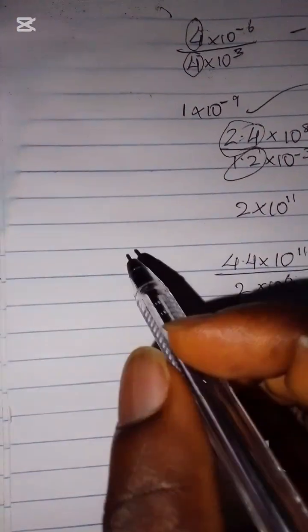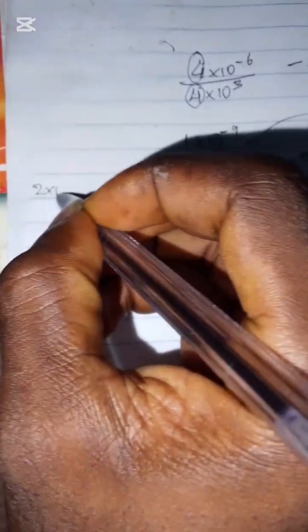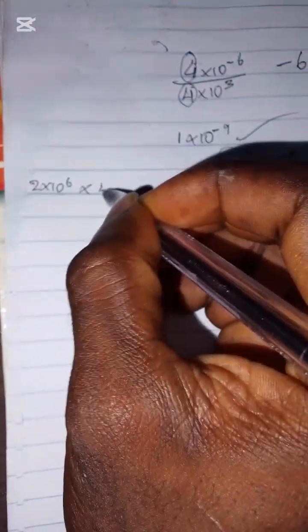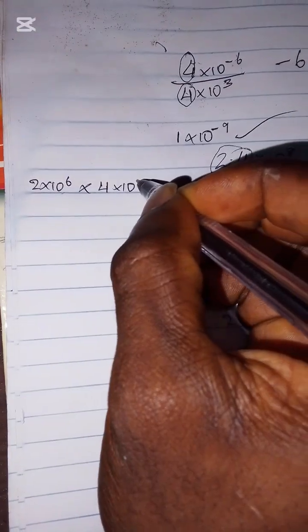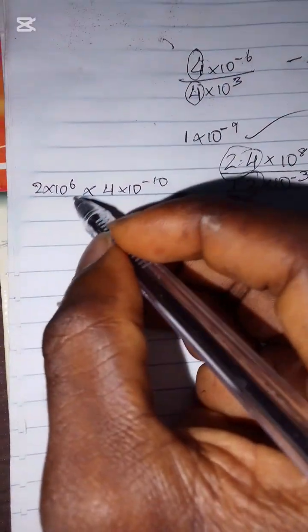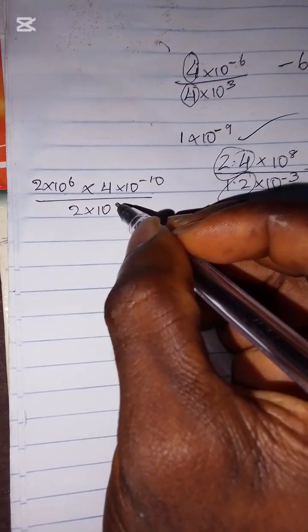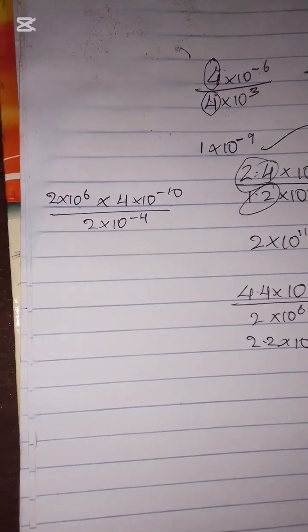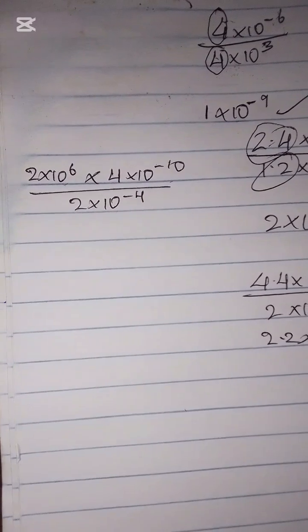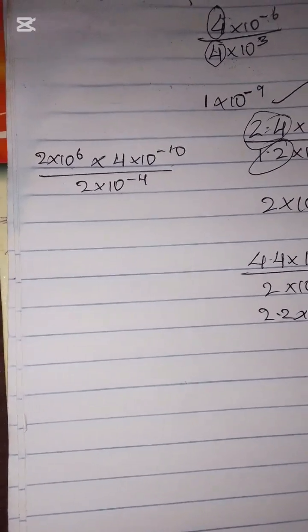Now let's handle a very complex situation. Let's say a situation this complex. I'm faced with 2 times 10 raised to the power 6 times 4 times 10 raised to the power minus 10, then divided by 2 times 10 raised to the power minus 4. Now you can see this one looks thick, but we'll still break down the backbone and get the answer out.